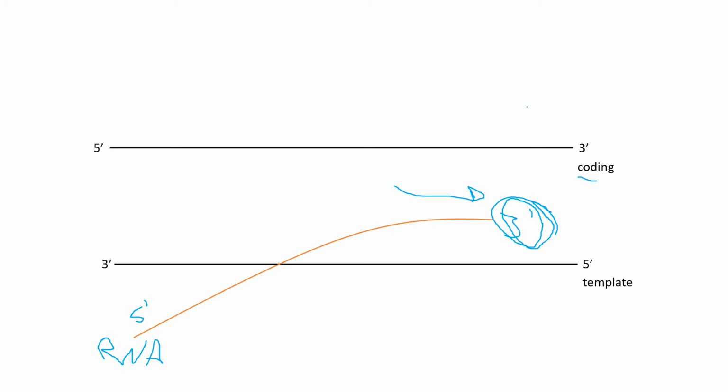The coding strand will be lined up with the RNA strand, so the 5' ends and the 3' ends will match up.